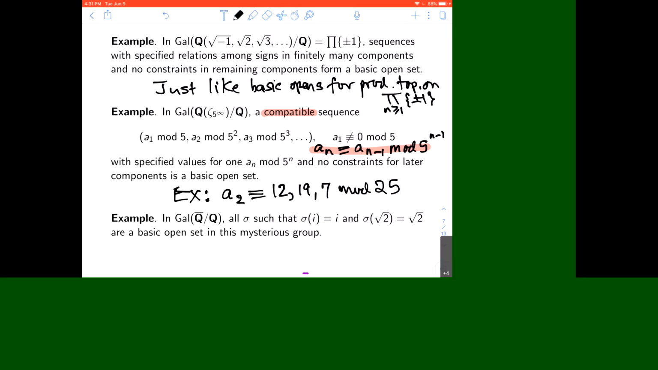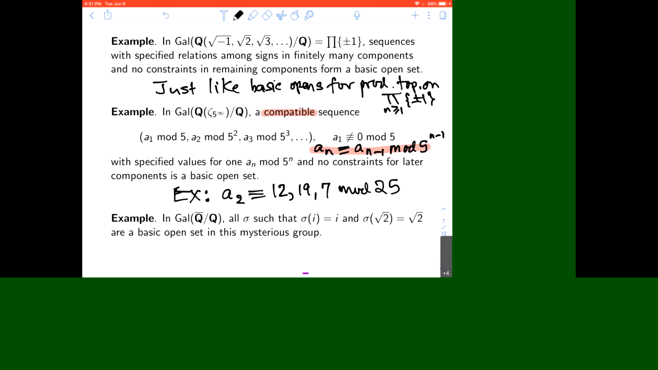I'm just saying any sequence for which A2 is one of these values in the Galois group forces the value on A1; it has to be 2 or 4 or 2, for each particular sequence. But above that, it could be anything at all as long as it reduces to 12 or 19 or 7 mod 25. So what I've described here are constraints that cut out a basic open set.